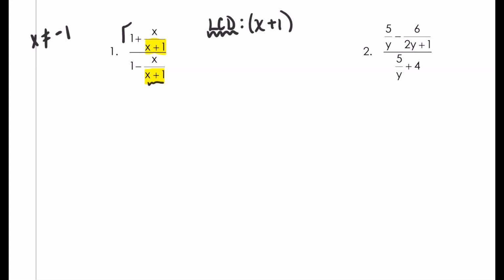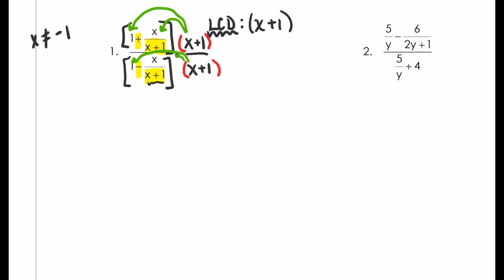So what we're going to do then is we're going to multiply the entire numerator and the entire denominator by that. Now, when we're doing this, you have to use a distributive property step because the numerator is a sum and the denominator is a difference. So what I have to do then is I have to multiply the x plus 1 times each term of the numerator, and same thing in the denominator, each term of the denominator.